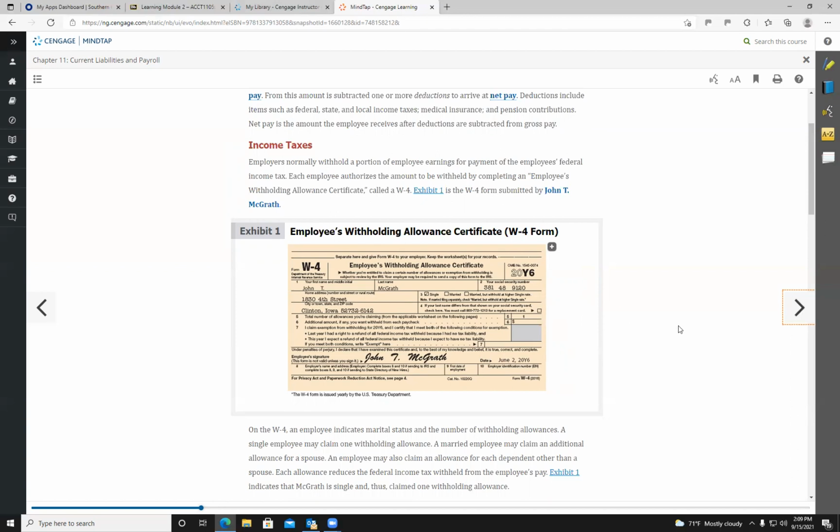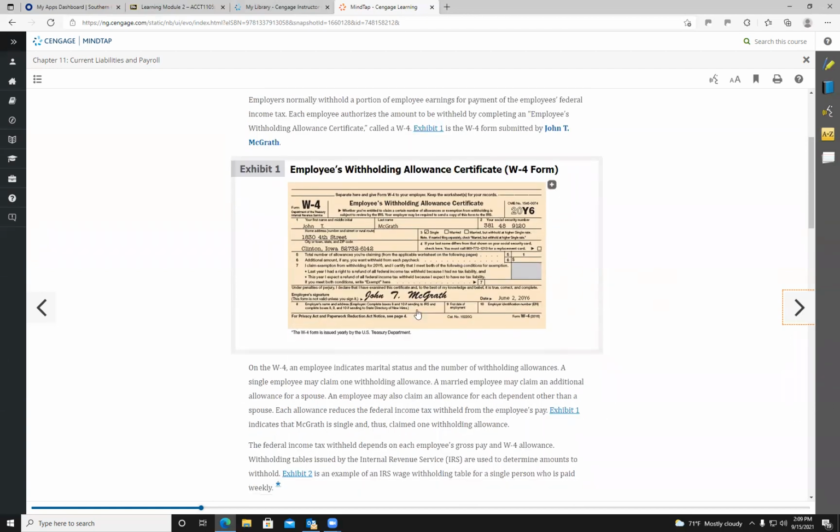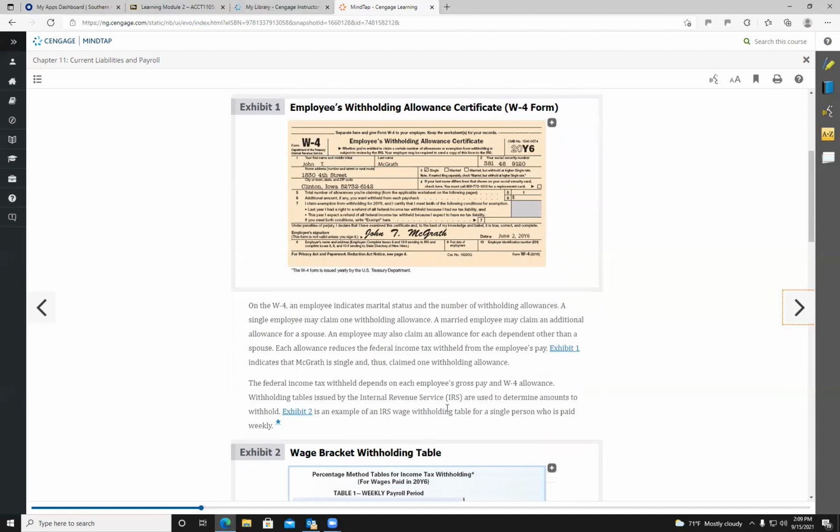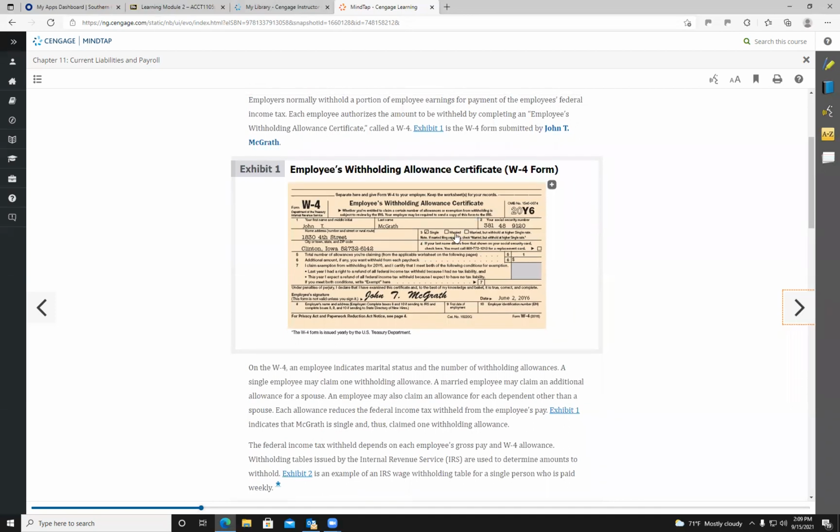A W-4 form is formally called your Employee's Withholding Allowance Certificate. On the form, it has the employee's name, social security number, and address, so that's information where we can easily identify the employee. The next information is over here in box 3, which is your filing status, whether you're single or married. Then we're going to talk about box 4.